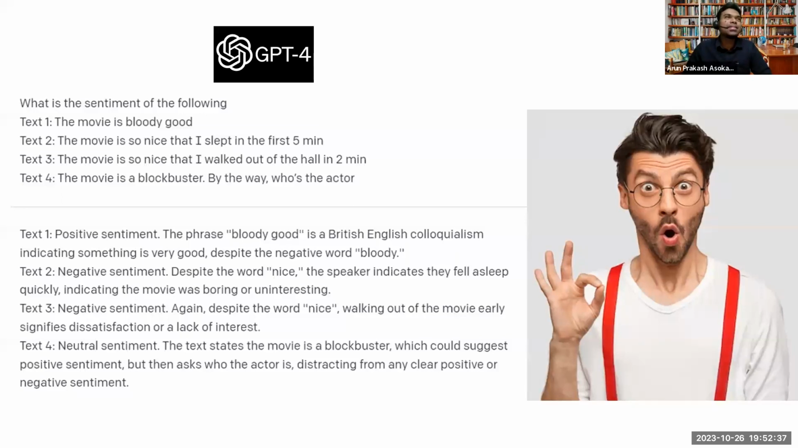You see this answer from GPT-4, right? Look at the reasoning. Look at the fourth one. The text states that the movie is a blockbuster, which could suggest a positive sentiment, but then asks who's the actor, which is distracting from any clear positive or negative sentiments, which is why I say it is neutral. This is mind-blowing, right? Now I'm brushing you up on sentiment analysis.